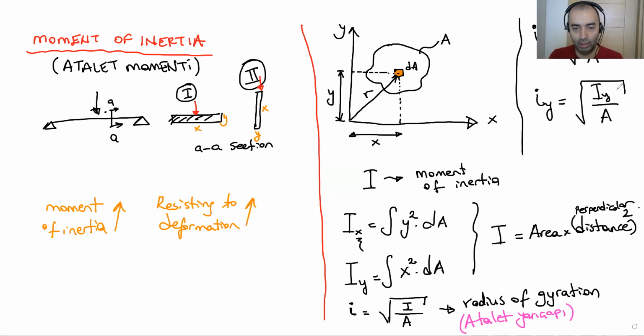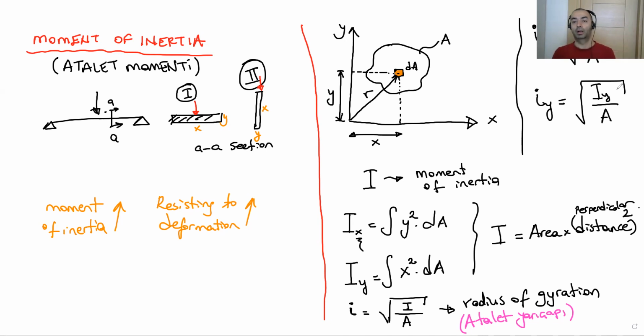At the beginning, we talked about the meaning of moment of inertia. It's a kind of resistance to deformation. If we have a higher moment of inertia, we get smaller deformations. If we have a small moment of inertia, we get large deformations.